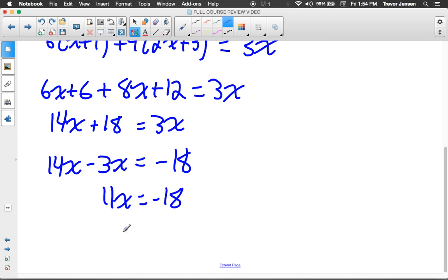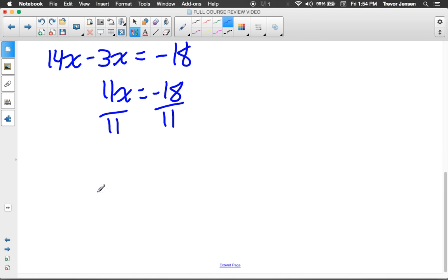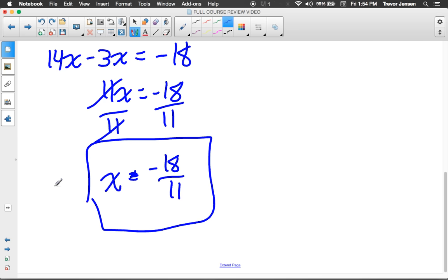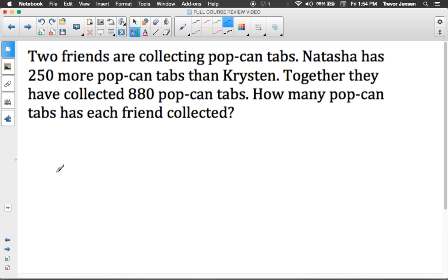And what I have here, divide both sides by 11 to get the x by itself. And what I have is x equals negative 18 over 11. And that's a fine answer. A fraction is a perfectly fine answer. Just make sure it can't be reduced any further. X is negative 18 over 11.